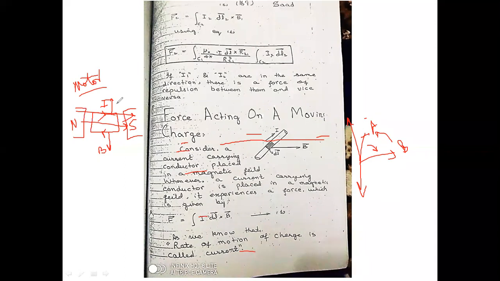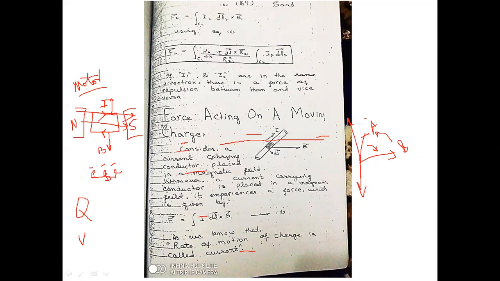Okay, now force acting on moving charges. For example, these are the currents. The current is actually the rate of change of charges. So let's find the force acting on these moving charges. For that purpose we have to introduce two things. The one is the charge, because we have to find the force on the moving charges, and because of the motion of these charges we have to introduce velocity in this relation.